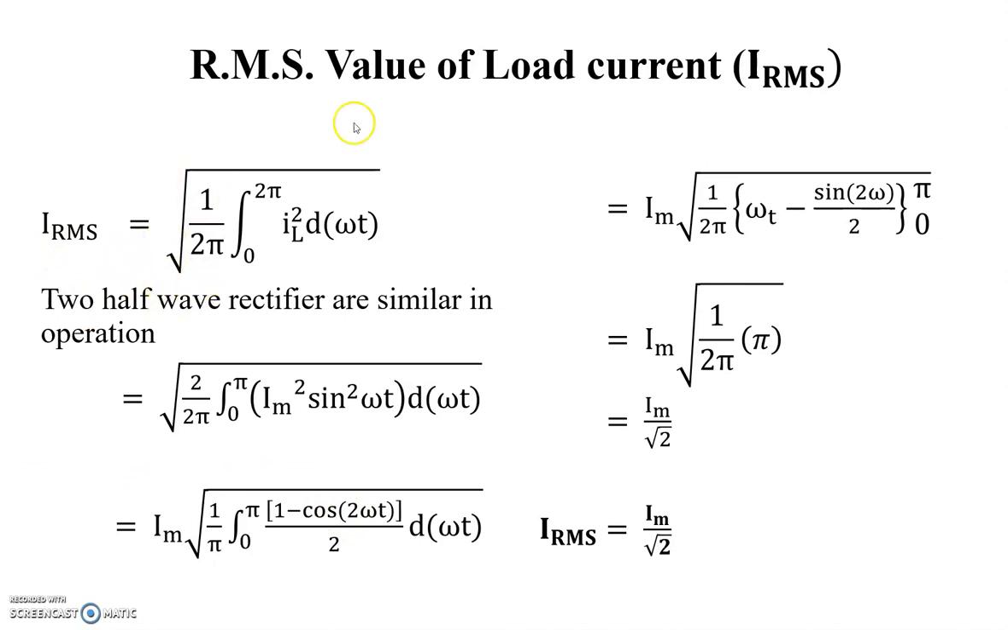Here it is the root of 1 by 2 pi, integral 0 to 2 pi, IL square d omega t. Here the two half-wave rectifiers are similar in operation, so this equation will become the root of 2 by 2 pi, that is, integration of 0 to pi, Im square sin square omega t d omega t. You replace sin square omega t with 1 minus cos 2 omega t by 2, integrate, simplify, and we will get the value. So IRMS is equal to Im by root 2.